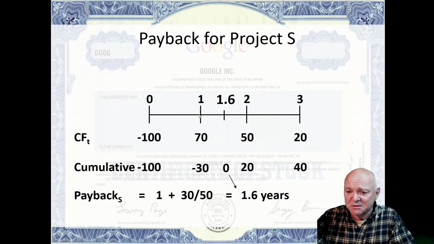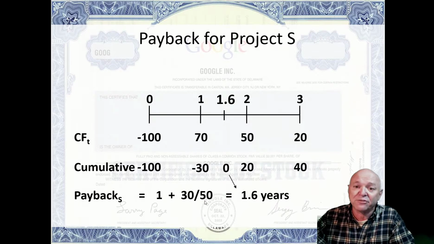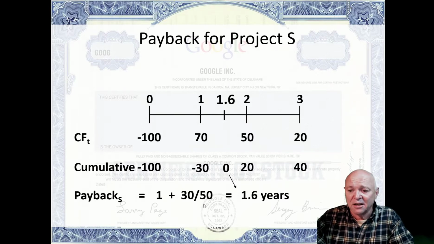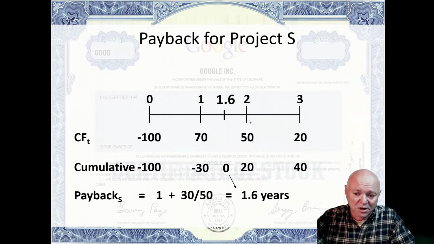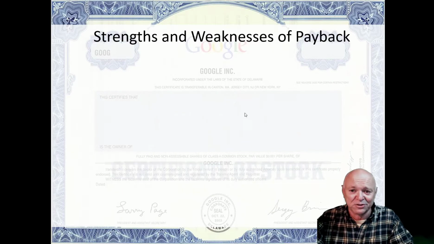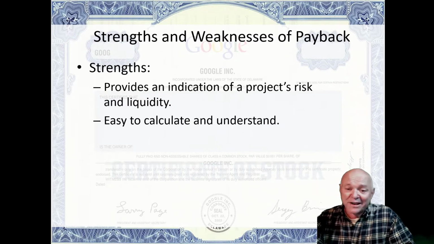And our break-even is in between year 1 and year 2, where we go from negative to positive. And so 30 divided by 50 would be 3/5 or 0.6 of a year. And so 0.6 of the way through our first year of the positive cash flows, we're going to break even. Our payback is much earlier than it would be for Project L, which is pretty much the design of those particular examples.